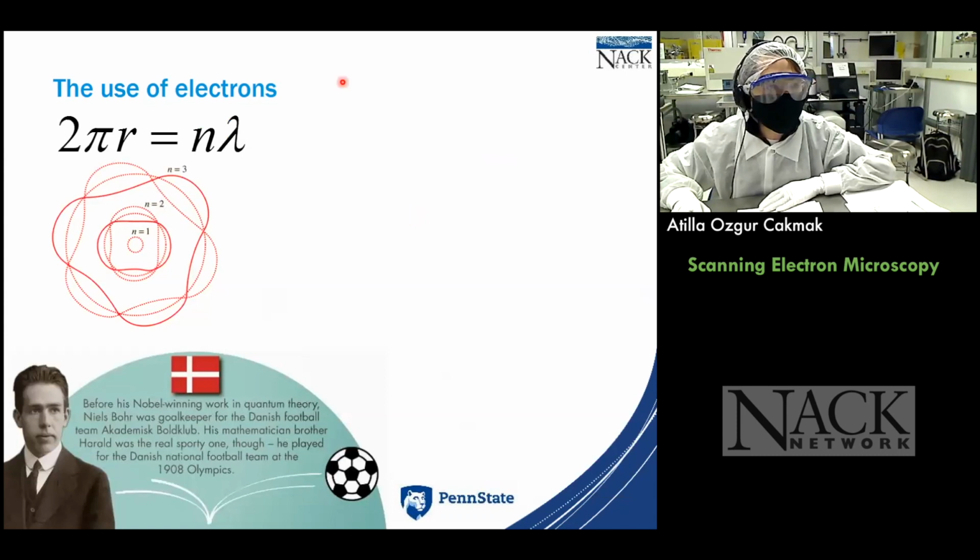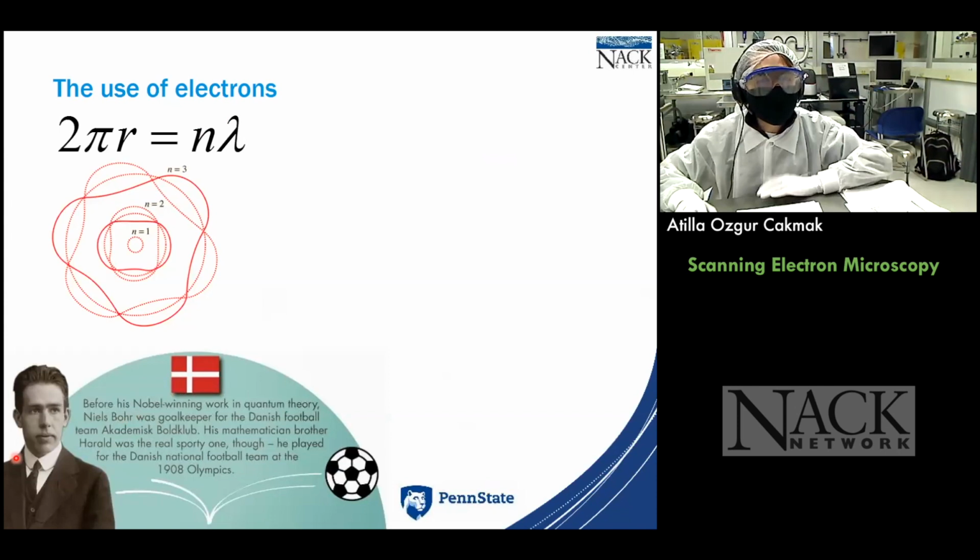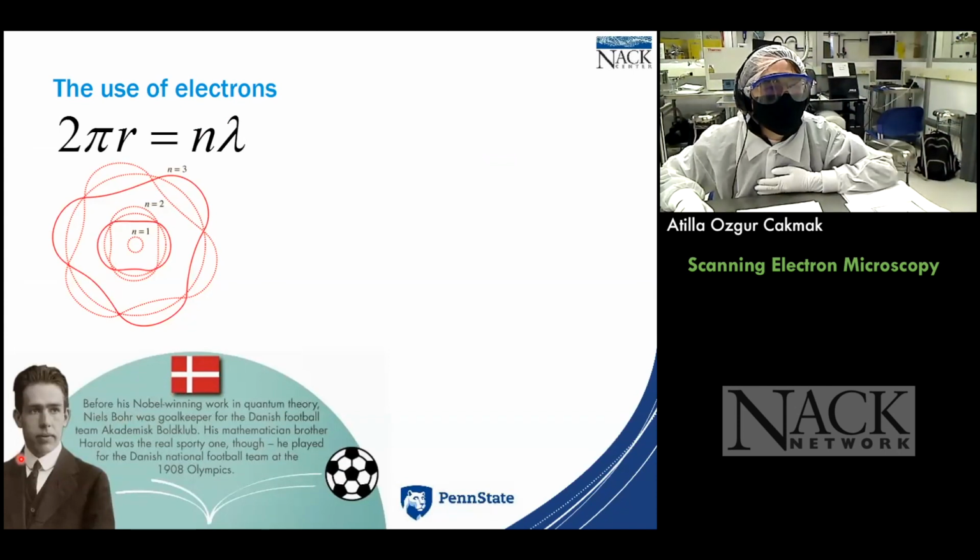All right, so how did this come into being? So this gentleman here was one of the founders of quantum mechanics. He's from Denmark, and probably a lot of you have heard about him before. His name is Niels Bohr, and, funny fact, he was going to be a football player, a soccer player. He was going to become a goalkeeper for Denmark. And he was, as they say, quite successful too. His brother even made it to the Olympics as well, around 1908.